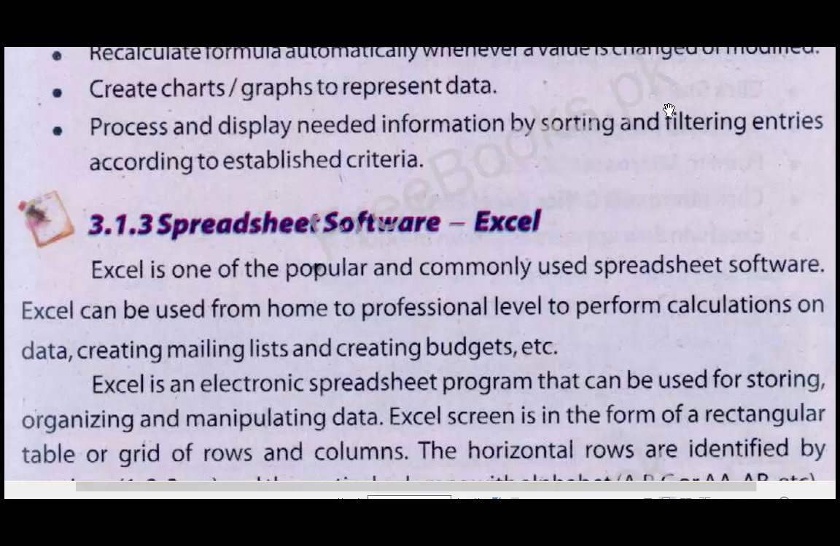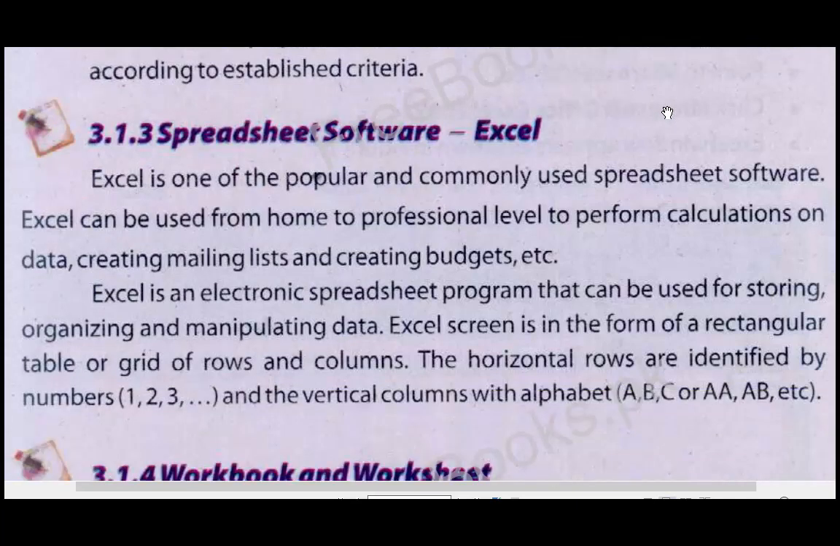The horizontal rows are identified by numbers 1, 2, 3, and the vertical columns by alphabets A, B, C, or double letters like AA, AB, etc. Let me show you the Excel window where you can understand these things.